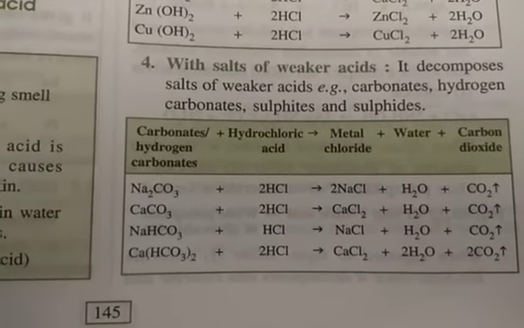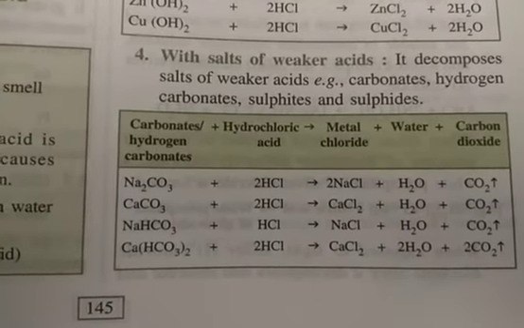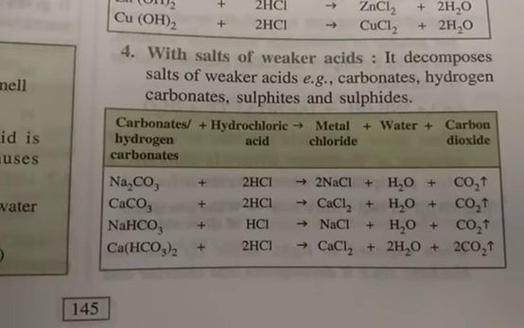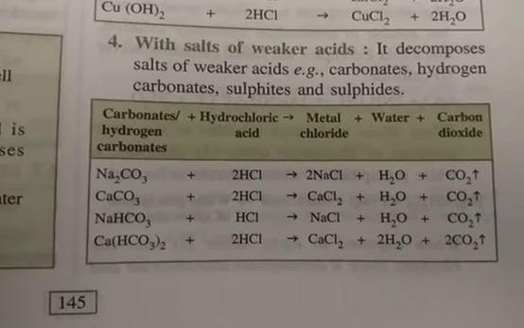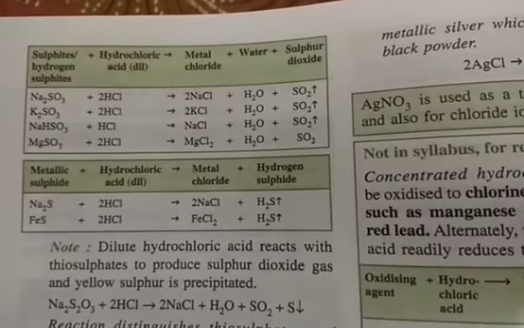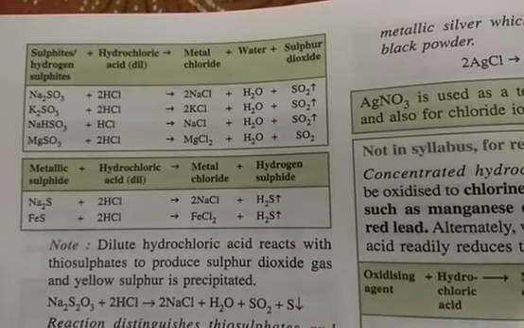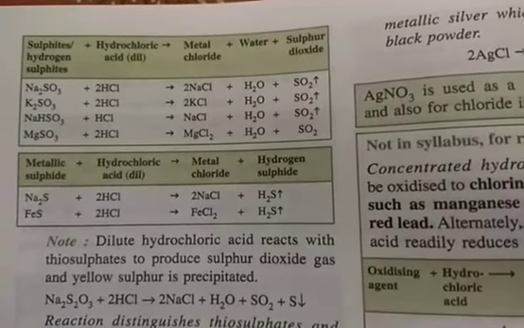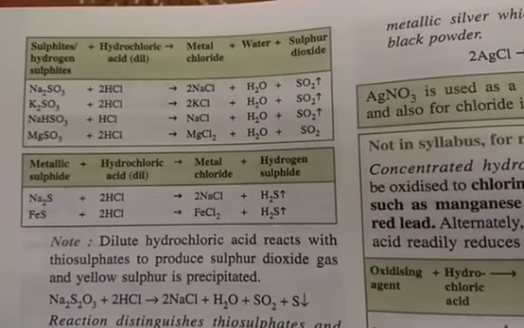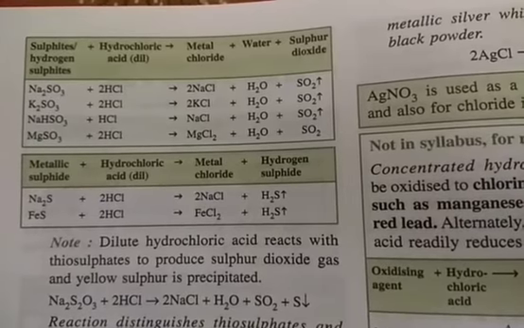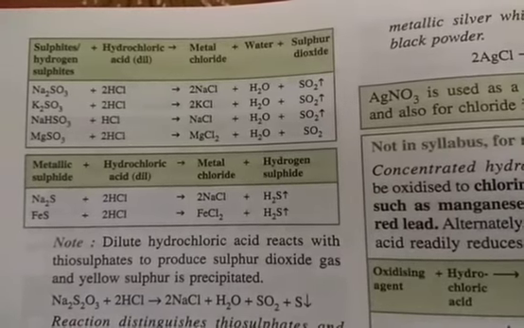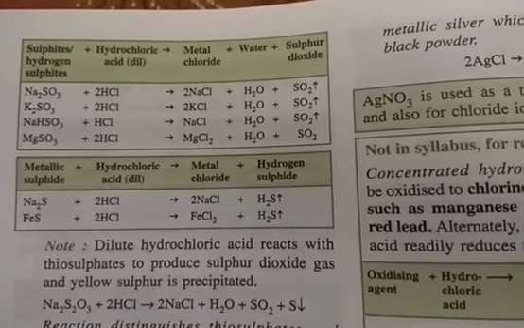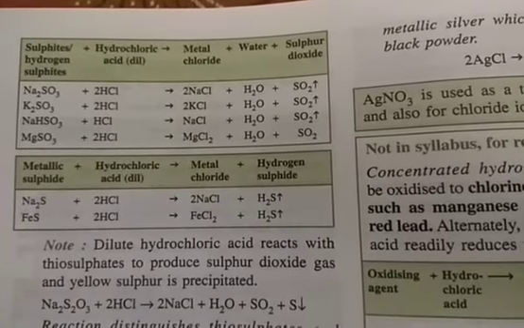Then we have certain carbonates and hydrogen carbonates which on reaction with hydrochloric acid will give corresponding chlorides, water and carbon dioxide. Then some hydrogen sulfides and other sulfides of metal, when they react with HCl, they will produce corresponding chloride along with water, but this time sulfur dioxide is produced.